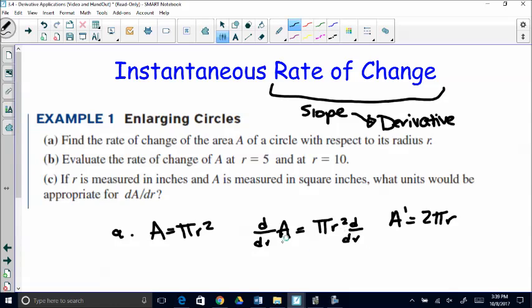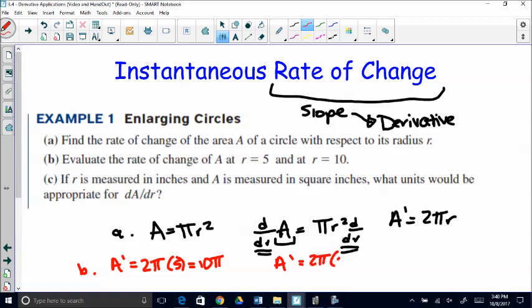So it's just finding the derivative of the function using the power rule. I maybe used weird notation on you there. We'll talk about this notation more when I come back, but really you're just finding the derivative. So then part B says evaluate the rate of change of A when r is 5. Easy peasy, I just plug in 5. So 2 pi times 5, which I'm going to call 10 pi, and I'm not going to do anything else with that. And then it says do the same thing at 10. Well, that's not bad. 2 pi times 10 is 20 pi.